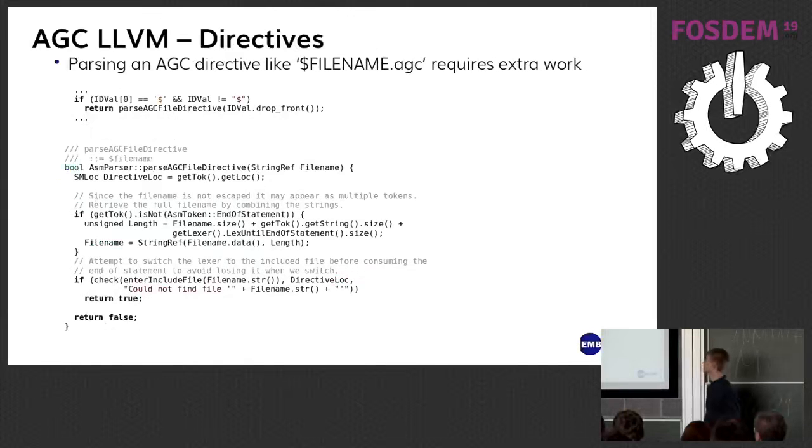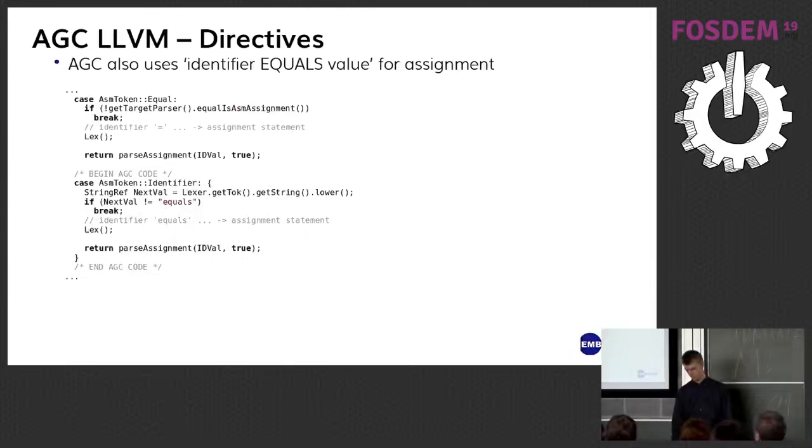Another area that needed changes in generic code was parsing of some of AGC's directives, which tripped up the ASM parser. The AGC's $file directive operates the same way as a .file directive in that it textually includes a given file. So here I'm just passing the rest of the statement into a file name, and then using the same method to include the file as .file does. Similarly, an equals operator works exactly the same as an equals character, so I've just duplicated the code with an extra case.